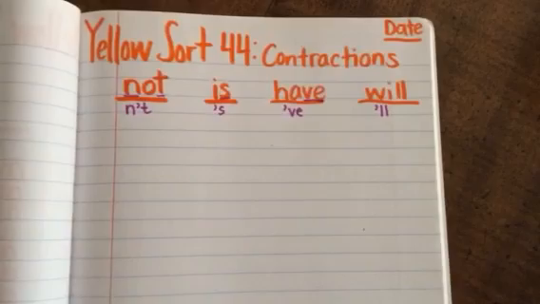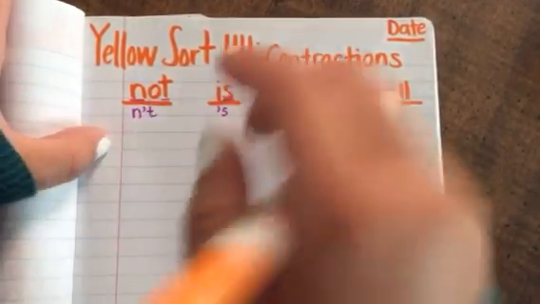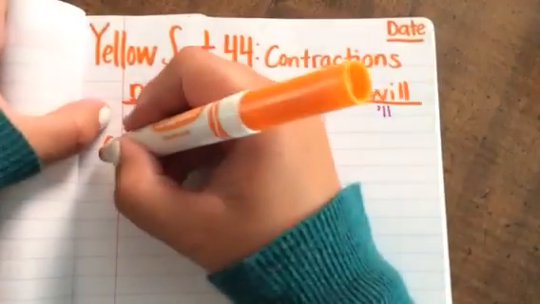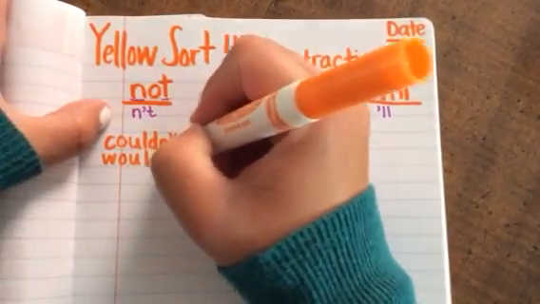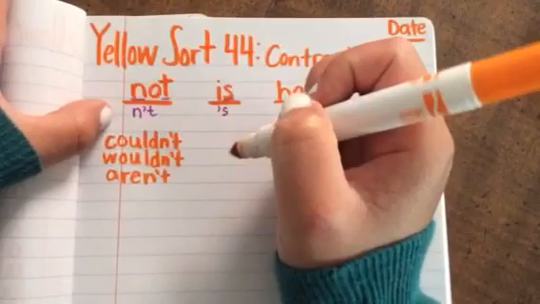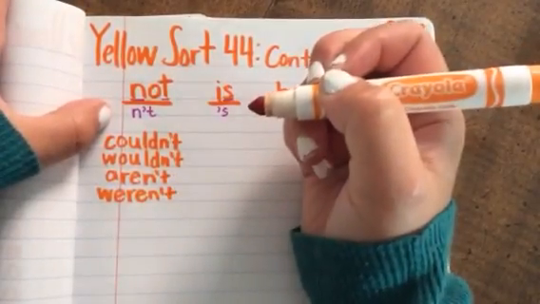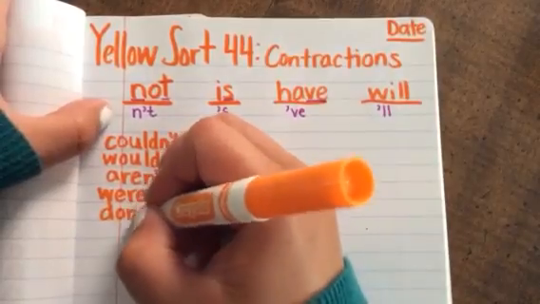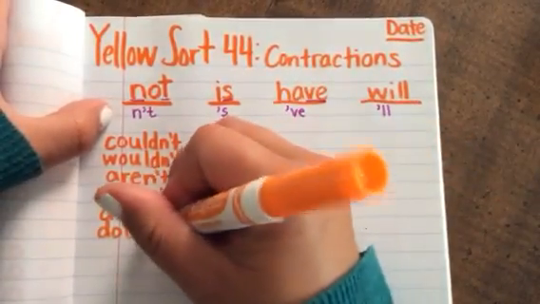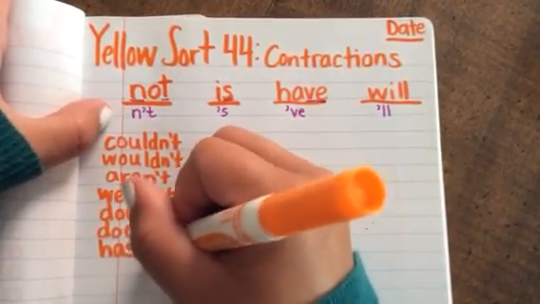Okay, now that you have your word study notebook, looks like mine, let's begin with the words where the second word in the contraction was not. There are 7 of these words. We have couldn't, which was could not. Wouldn't, which was would not. Aren't, are not. Weren't, were not. Don't, do not, don't. Doesn't, does not, doesn't. And hasn't, has not, hasn't.